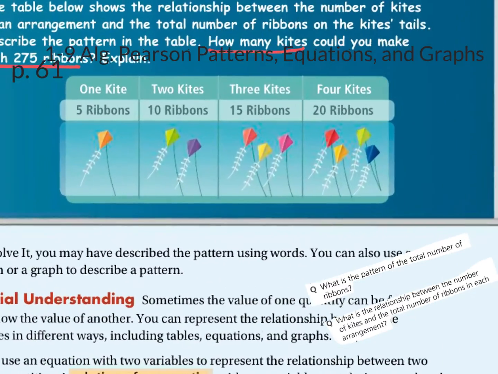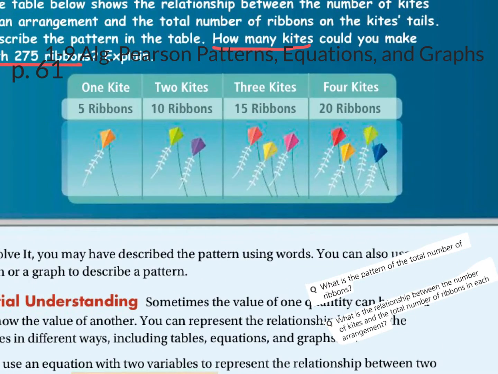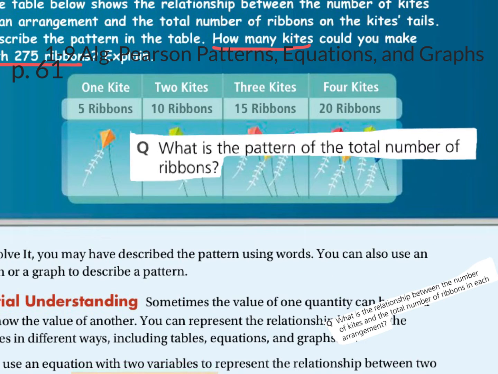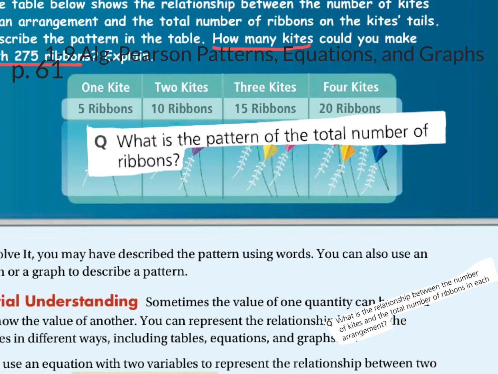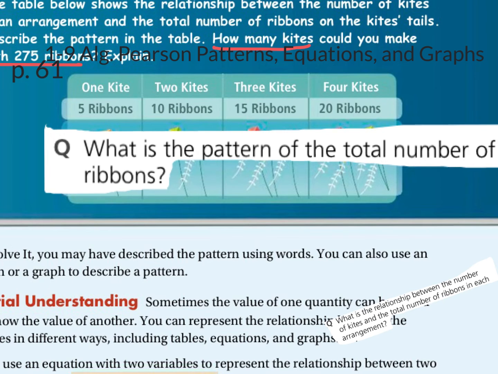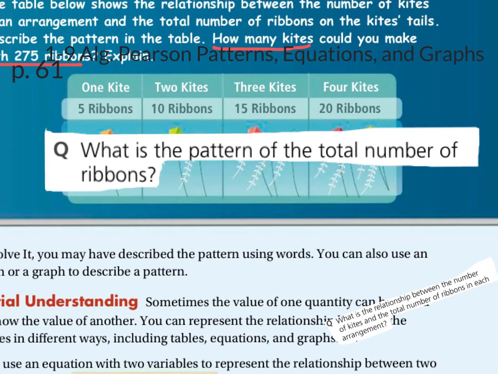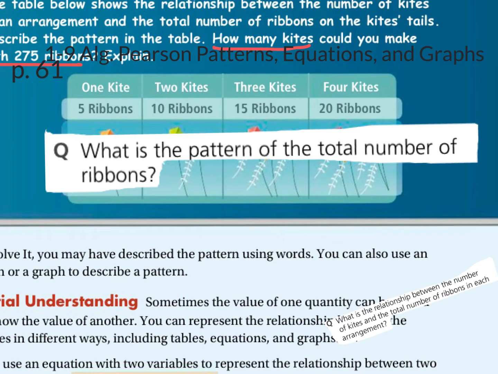Okay, so if we look at the information here, one thing we can do is figure out what is the pattern of the total number of ribbons. So the ribbons, we went from 5 to 10 to 15 to 20. So we can see the number of ribbons is increasing by 5 every time that we have one more kite.